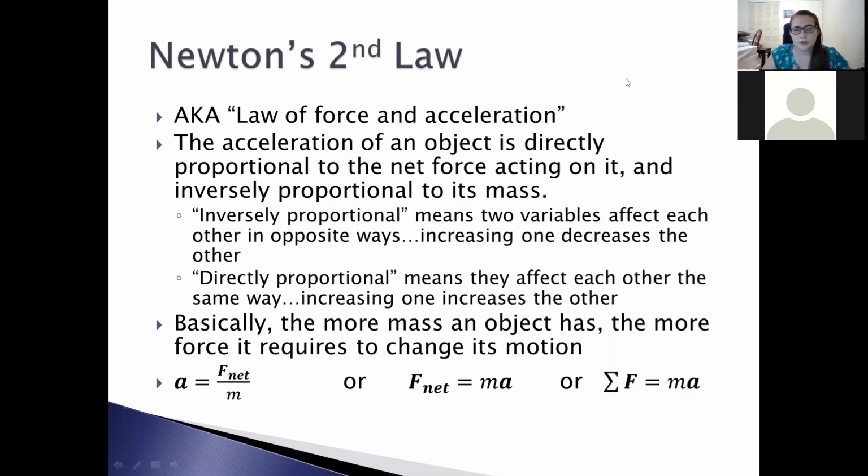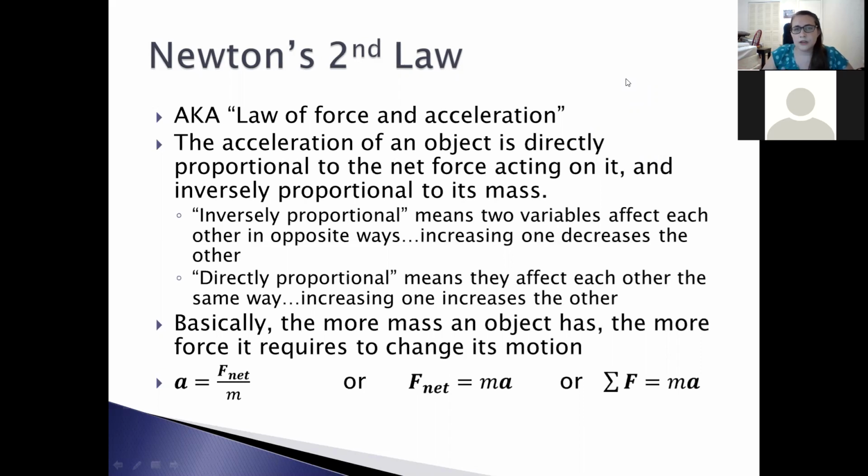So inversely proportional means that two variables affect each other in opposite ways. So if one is increasing, the other one decreases. Whereas when something is directly proportional, that means that they affect each other the same way. So if one increases, the other one also increases. And in this definition, we have both of those relationships happening at the same time. So what's basically happening here, if we could summarize this for a fifth grader, is the more mass an object has, the more force it requires to change its motion.